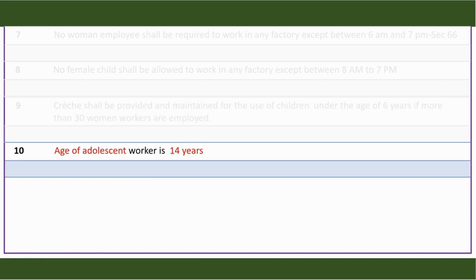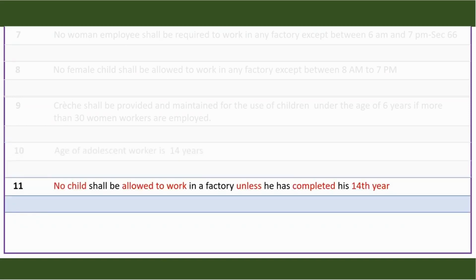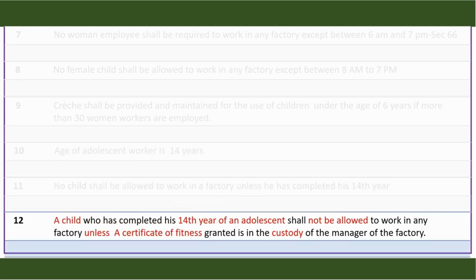An adolescent worker is one who is 14 years plus. Only when he crosses 14 years, he is eligible to work. No child is allowed to work unless he has completed the 14th year. A child who has completed the 14th year should have a certificate of fitness, and that certificate of fitness has to be kept in the custody of the manager where the child is working. It is a mandatory requirement.